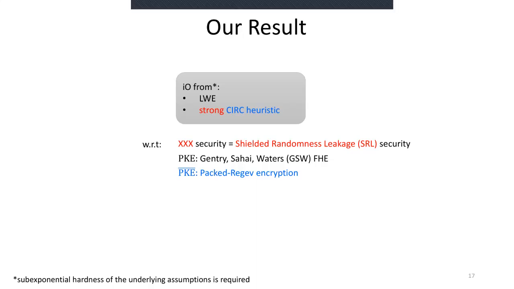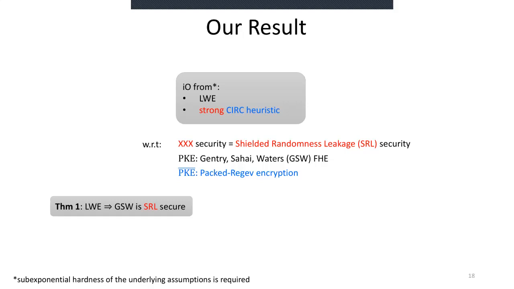And the strong circular heuristic is used with respect to two public key encryption schemes. First, Gentry-Sahai-Waters (GSW) FHE, and second, a packed variant of RegEv encryption. Both of these schemes are famous, and their security relies on LWE.